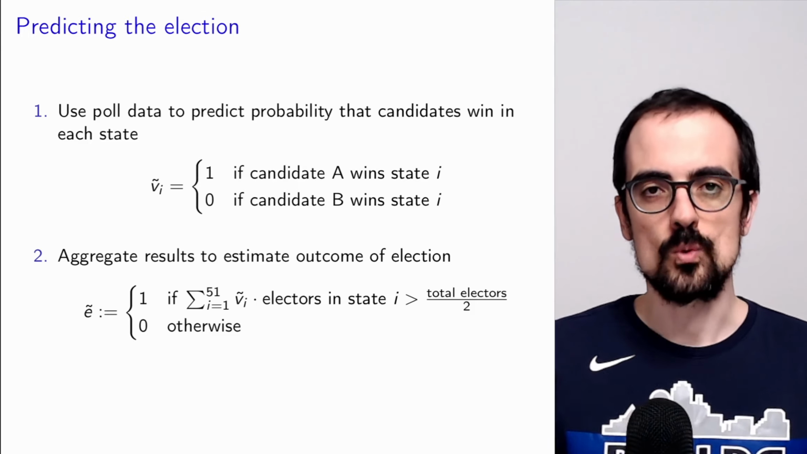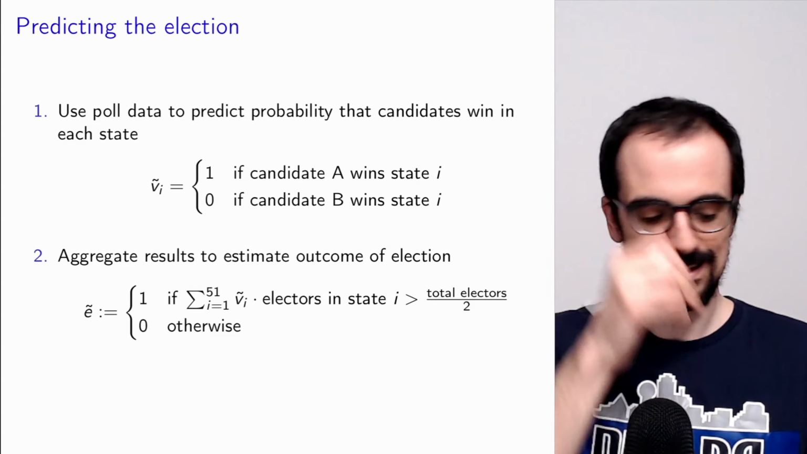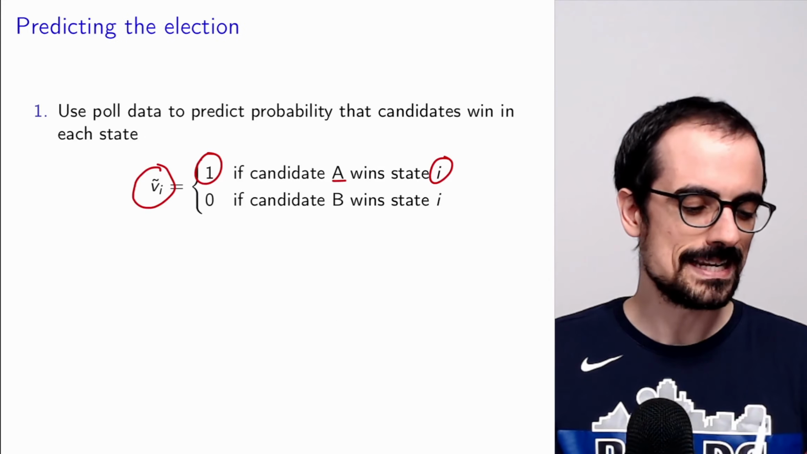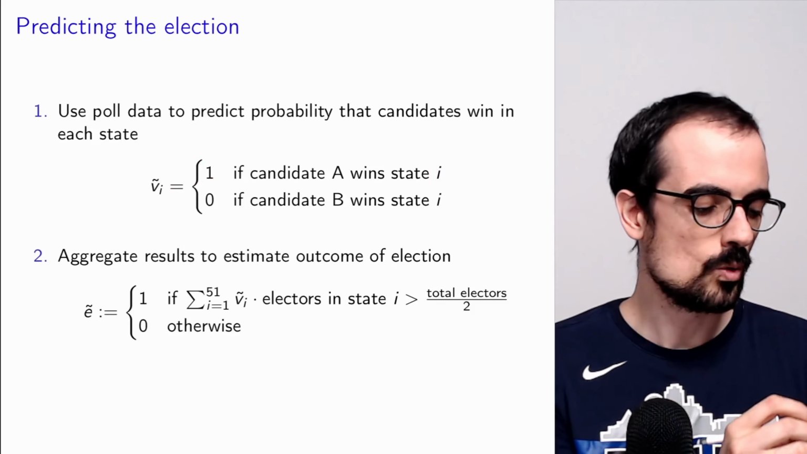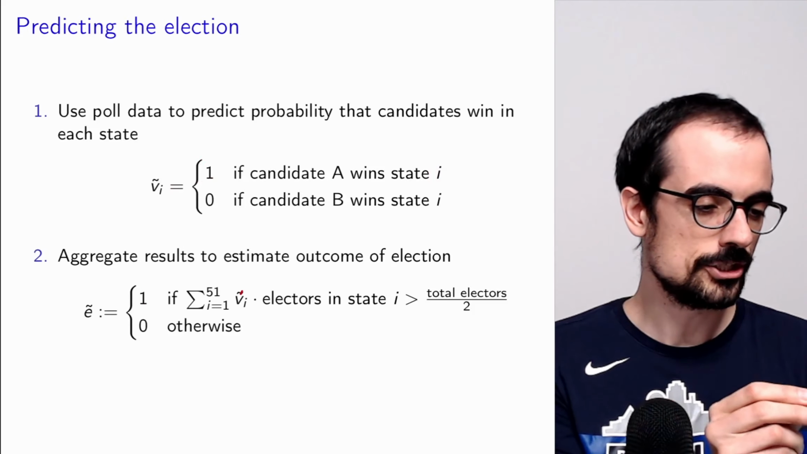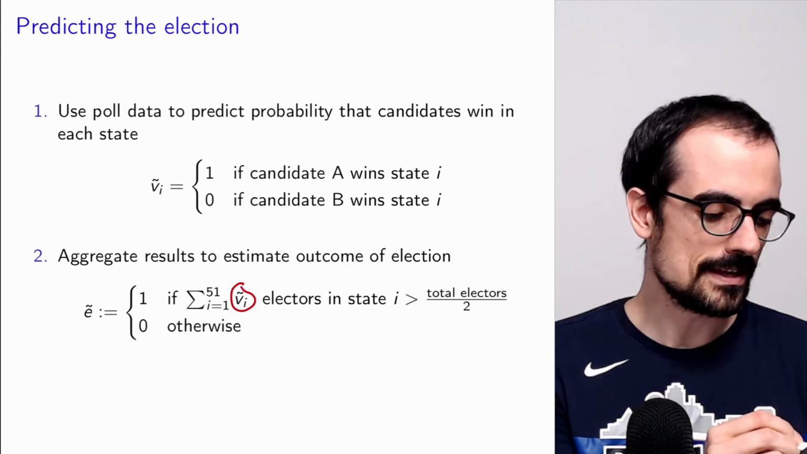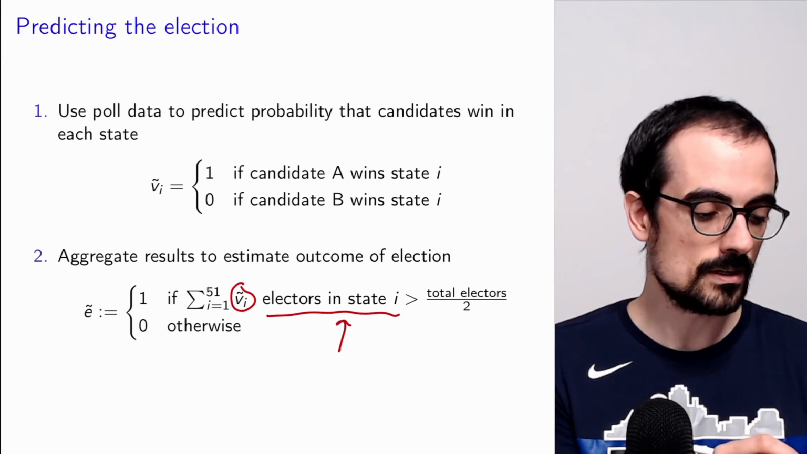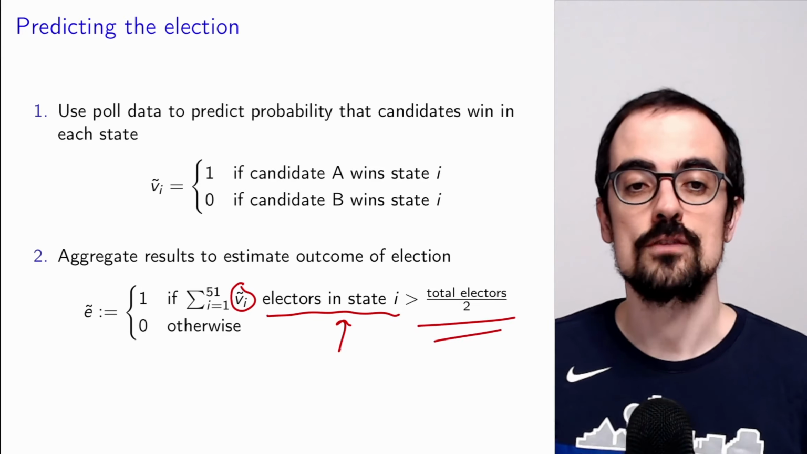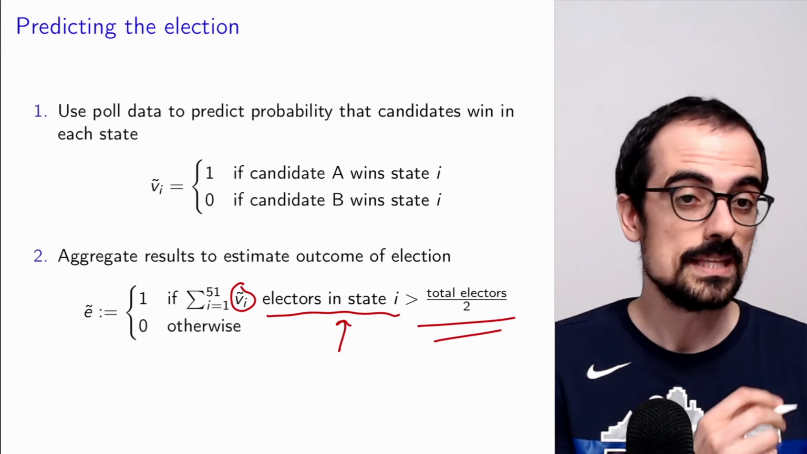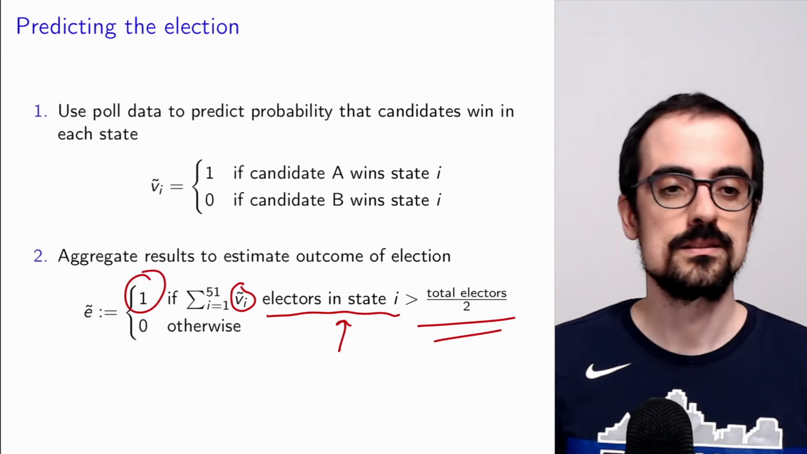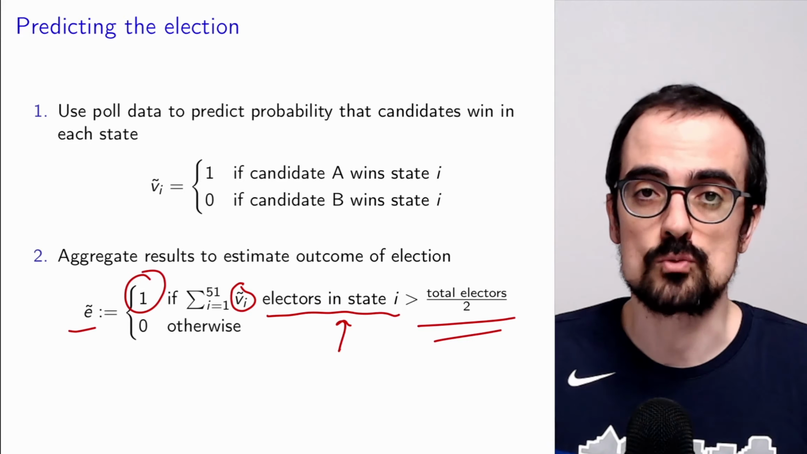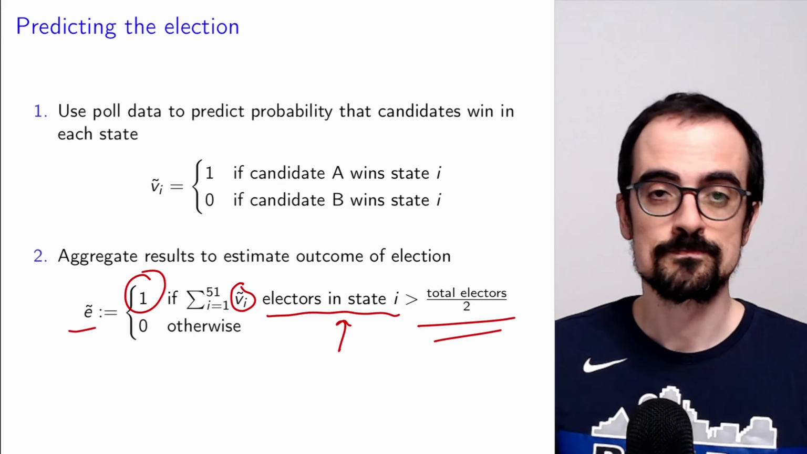So if we ignore Nebraska and what was the other one? Maine, I think. Let me check. If we ignore Maine and Nebraska, how can we do this? Well, we multiply each state by the number of electors in the state, and we check whether that number is greater than half of the total electors. If that happens, then candidate A wins the election. Okay, so now we just have to see what's the probability that this random variable is equal to 1.